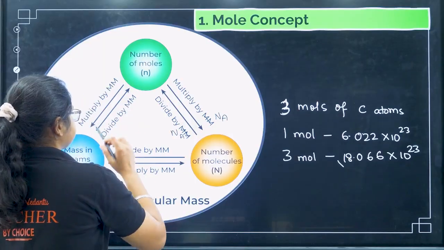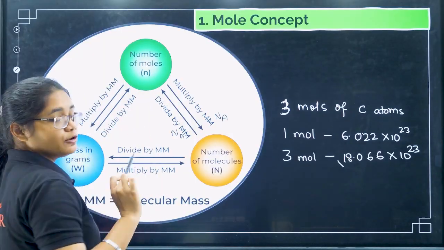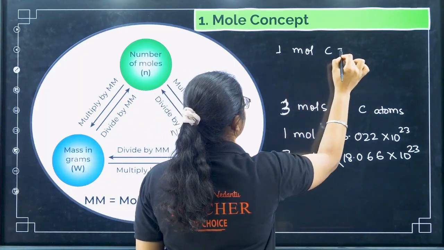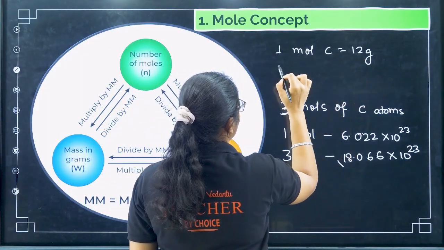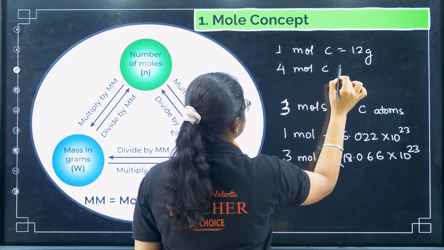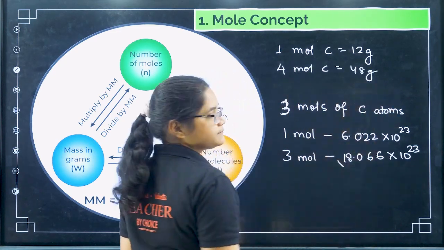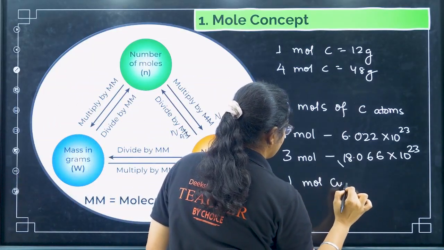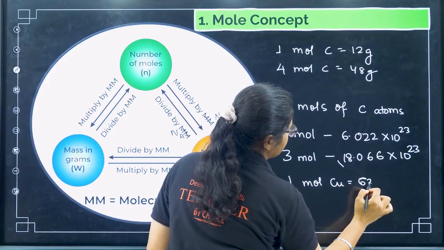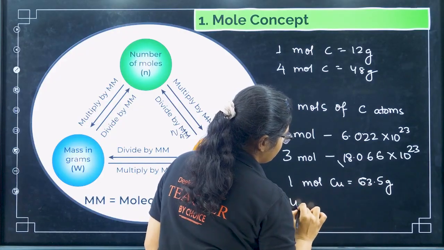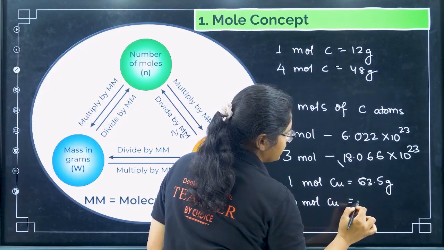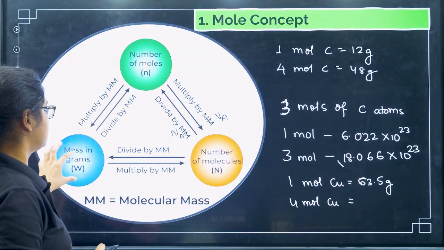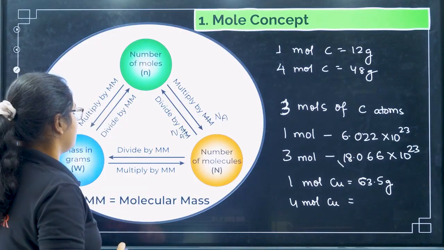Now coming to mass. If you have been given moles and you want to convert it into mass, I know that 1 mole of carbon is 12 grams. If I want 4 moles of carbon, what is its mass? It will be 48 grams, right? Similarly, if I have 1 mole of copper, it is 63.5 grams. If I give you 4 moles of copper, how will you do? If you have been given moles and you want to calculate the mass, then what you have to do?